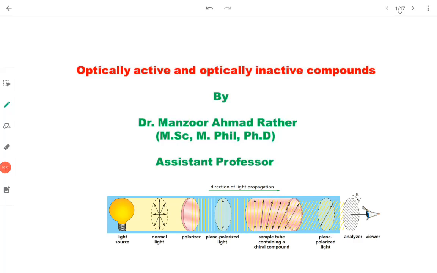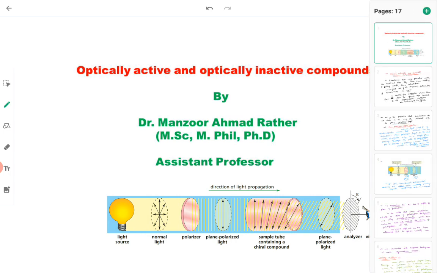The topic of today's lecture is optically active and optically inactive compounds. In this lecture, we'll be talking about chiral compounds and achiral compounds, and we'll see which of them show optical activity and which of these compounds do not show optical activity. So let us start this lecture.